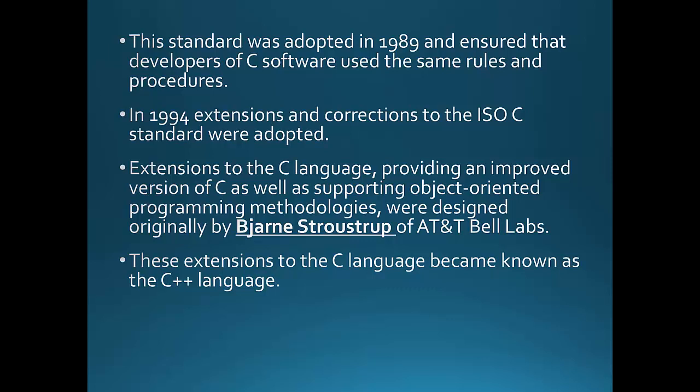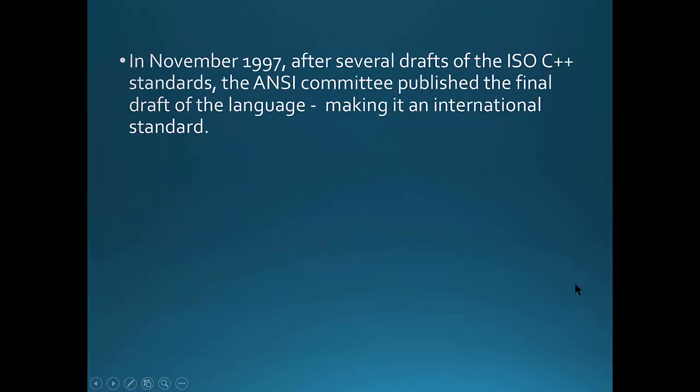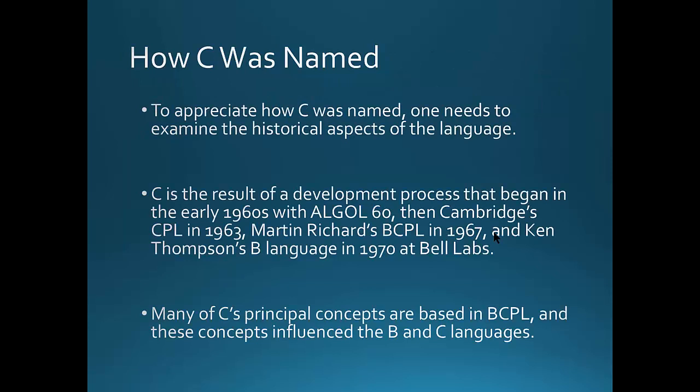Then there are extensions provided to the C language to provide object-oriented capabilities, originally designed by Bjarne Stroustrup at AT&T Bell Labs. And so C plus those extensions is known as the C++ language. And then in 1997, ANSI published the final standardized version of C++.